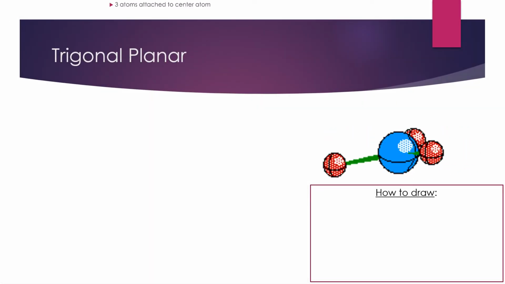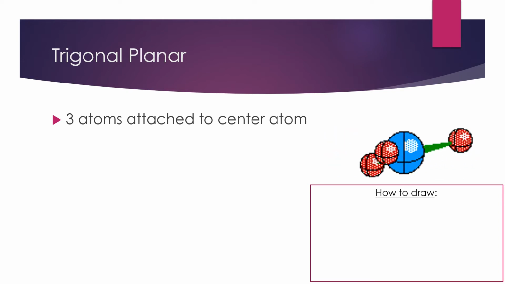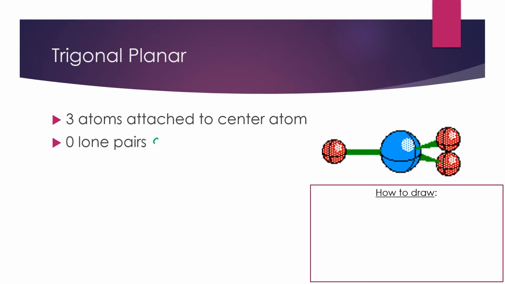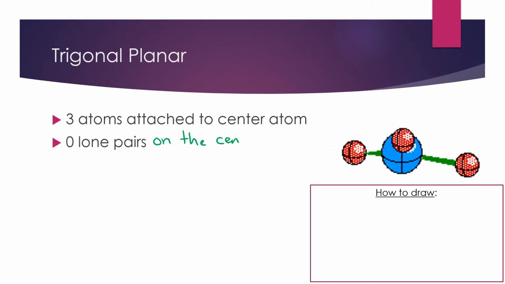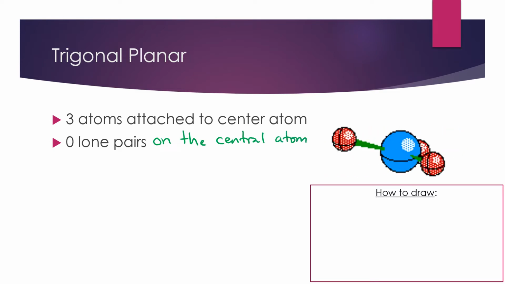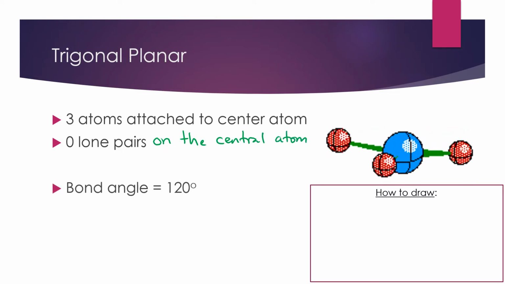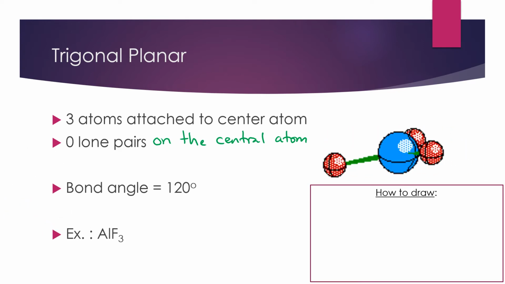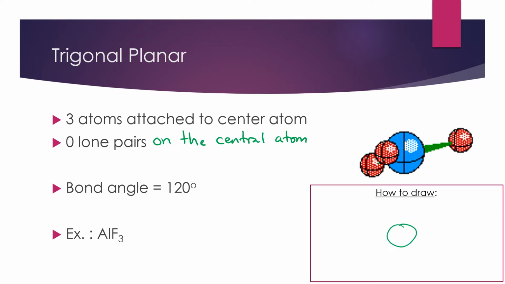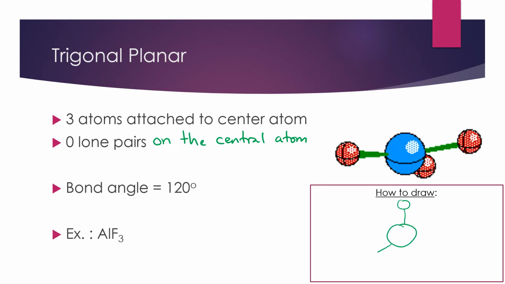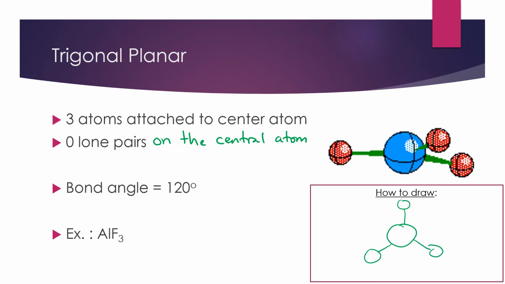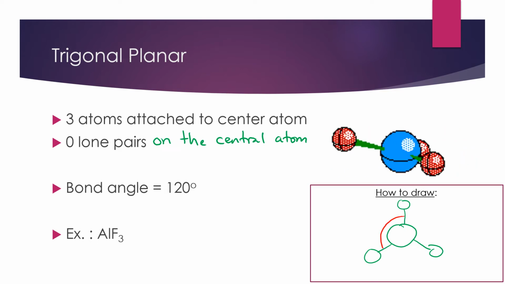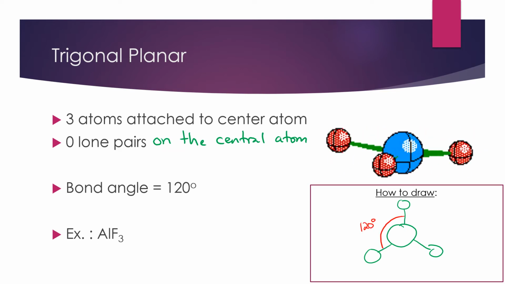Trigonal planar. 3 atoms attached to the center atom. 0 lone pairs on the central atom. The bond angle is 120 degrees. And our example is aluminum fluoride. So how do we draw it? Again, I am going to draw it like so, similar to a triangle, y'all. The bond angle, I'm going to be labeling it, again, 120 degrees.